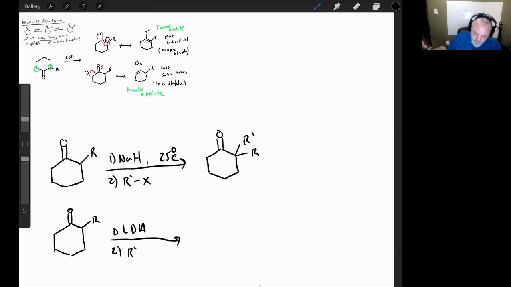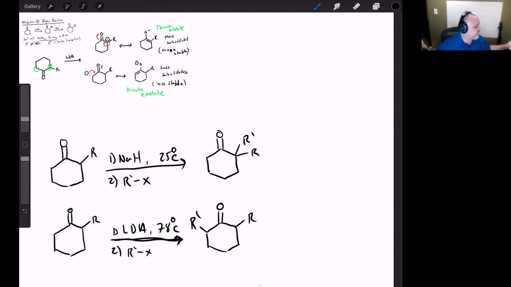If I use a slightly more sterically hindered base, like LDA, and I use some really cold temperatures so that I don't have enough energy to overcome activation barriers of the reverse reactions, then the alpha halogenation happens on the other side. So it's the same reaction, but the isomeric results are different based on the conditions of the reaction.